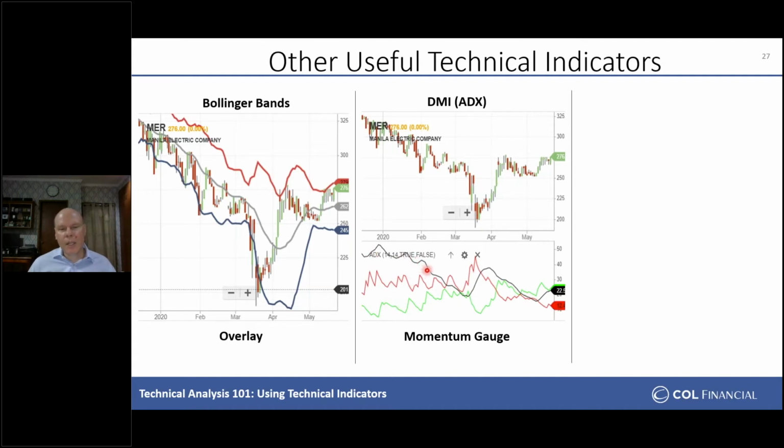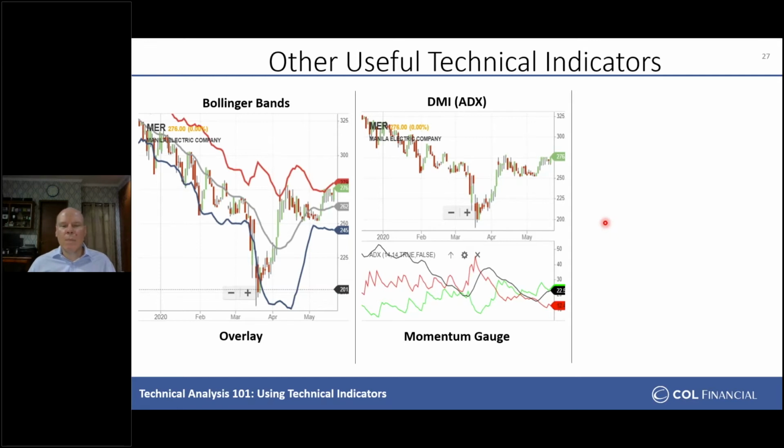Now this third line, this black line you see here, is what we call the ADX line. The DMI is actually these two readings that you see. The ADX is this black line that you see here. Now the ADX line is a force index line. That means it's trying to tell you how strong the trend is. Now, it does not care about direction, right?